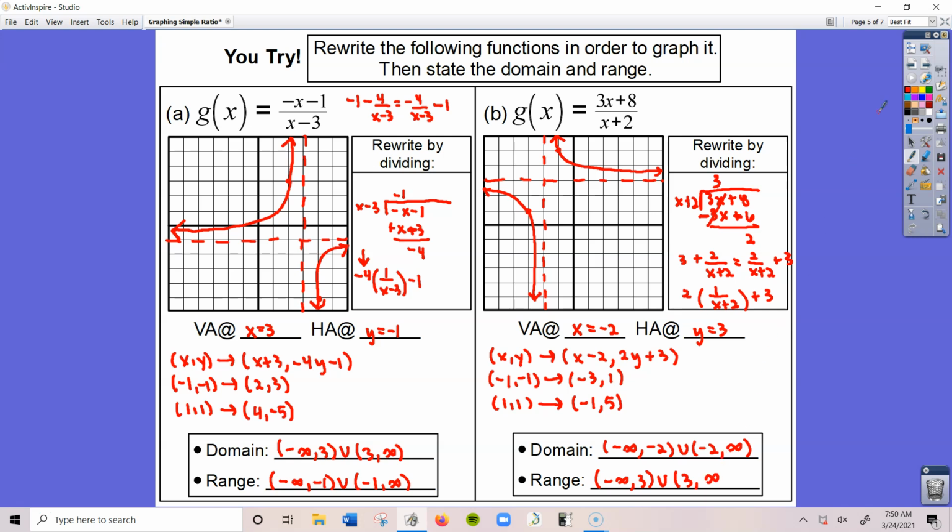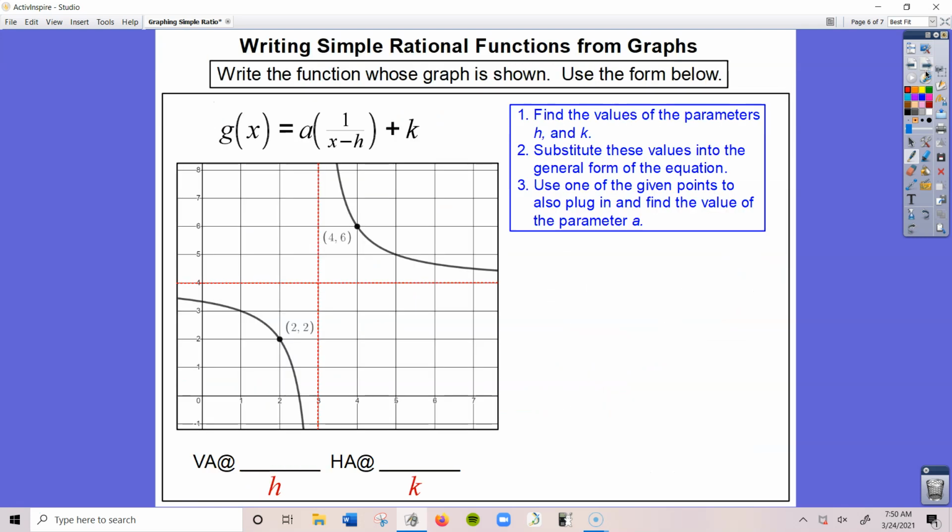Now we're going to switch gears a little bit, and we're going to work backwards. So now I'm going to actually give you the graph, and you have to write the equation. And here I have steps on how to do this. The first thing is to find the values of the parameters h and k. The parameters are just these values here, meaning what's affecting your function. H represents the value of the vertical asymptote, and k represents the value of the horizontal asymptote. Here on the graph, we can see that we have a vertical asymptote at x is equal to 3.